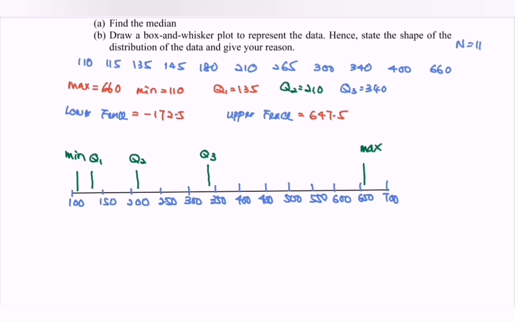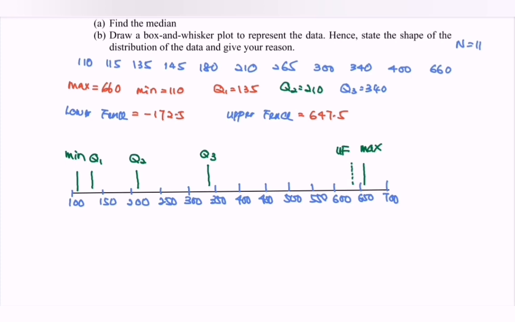We must know, what is the function of the lower fence? The purpose is to identify the outliers. So, referring to the situation, the negative 172.5 does not play a role because the minimum value is 110. So we can ignore the lower fence. Whereas for the upper fence, we have 647.5. So it did play a role, which helps us to identify the outliers.